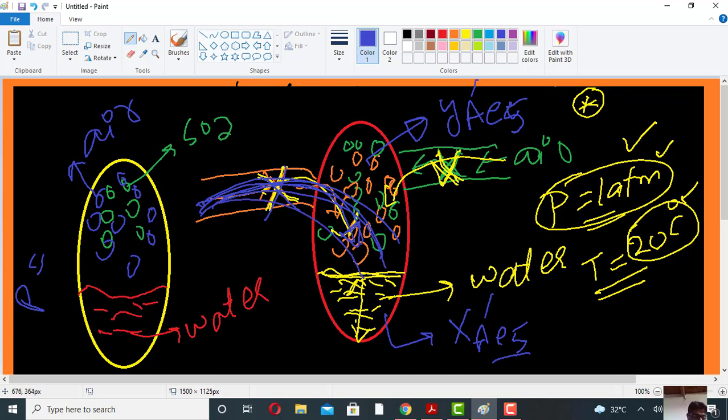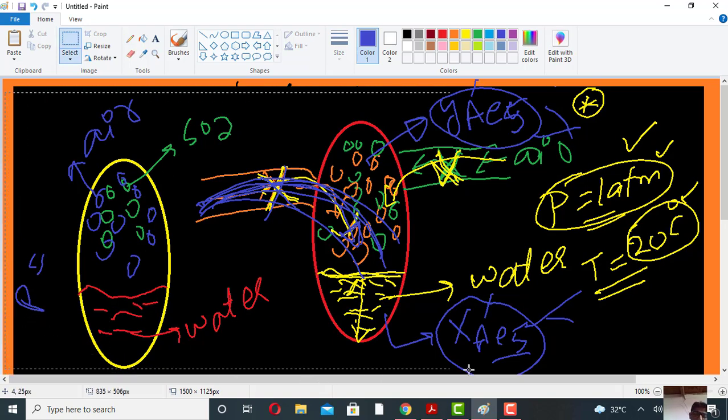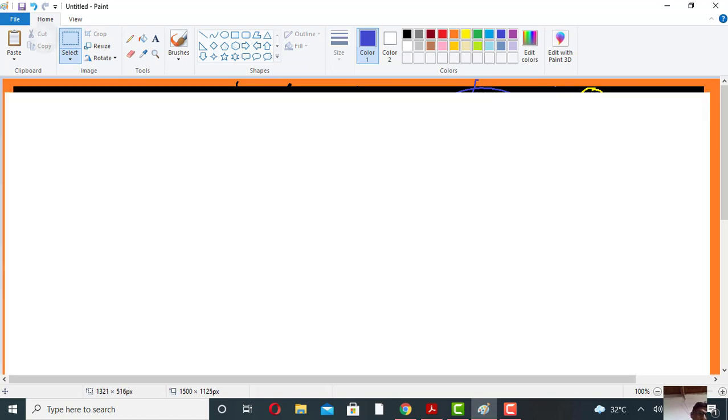So we plot points. These are the equilibrium points. We put these points in a table, and from the table we plot a graph. So first of all we will make a table from these points, and then we will plot a graph from the table.